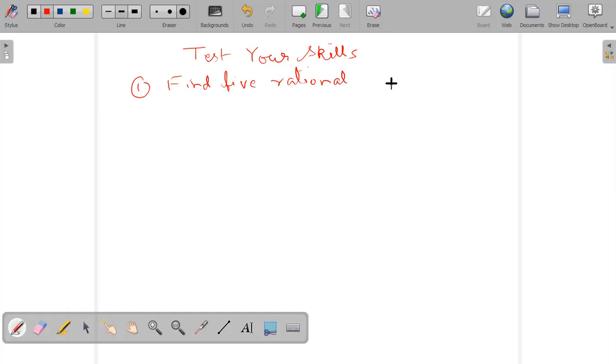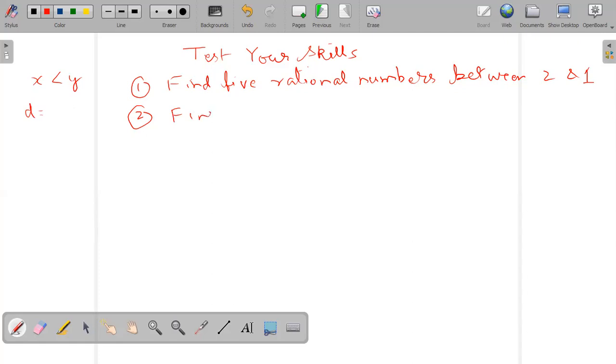Find 5 rational numbers. These are the homework. You can do it. Find 5 rational numbers between 2 and 1. Now see, when you write 2 and 1, you write the smaller first, but here it is written opposite. So x will be 1, y will be 2. You have to remember this one: x should be less than y. Otherwise, d should always be positive for positive rational numbers. We can find for negative numbers also.